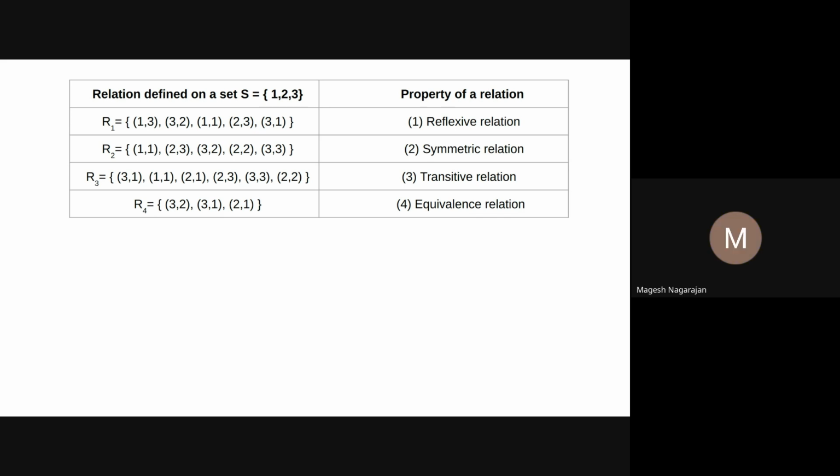Yes, sir. So for symmetric, again, for 1 comma 1, you need to have 1 comma 1. For 2 comma 3, you need to have 3 comma 2. For 3 comma 2, you have 2 comma 3. For 2 comma 2, you have 2 comma 2. For 3 comma 3, you have 3 comma 3. For every element, there is a symmetric element. Therefore, R2 is symmetric. Is R2 transitive?